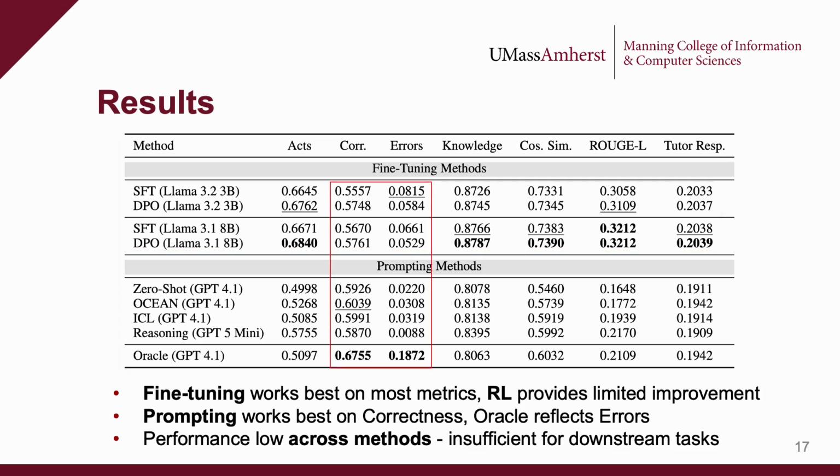Prompting works better on correctness, most likely because it tends to predict the students will answer correctly, which is the majority class, and the Oracle method copies exact errors from the given summary. However, across all methods, performance is quite low, indicating that more advanced simulated student techniques will be needed before simulated students can truly be reliable and useful for tutor training.